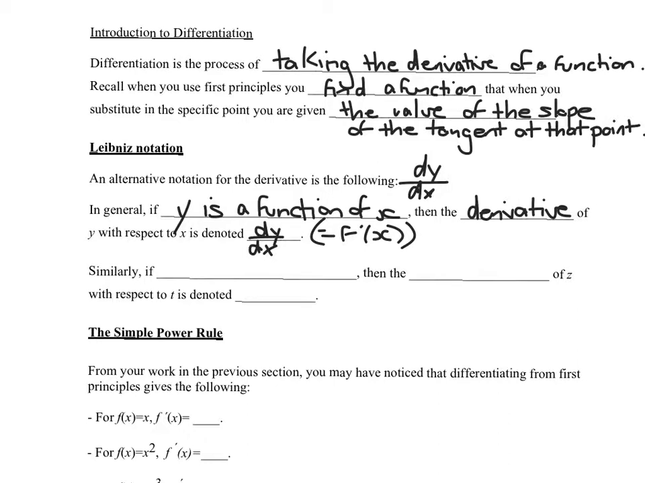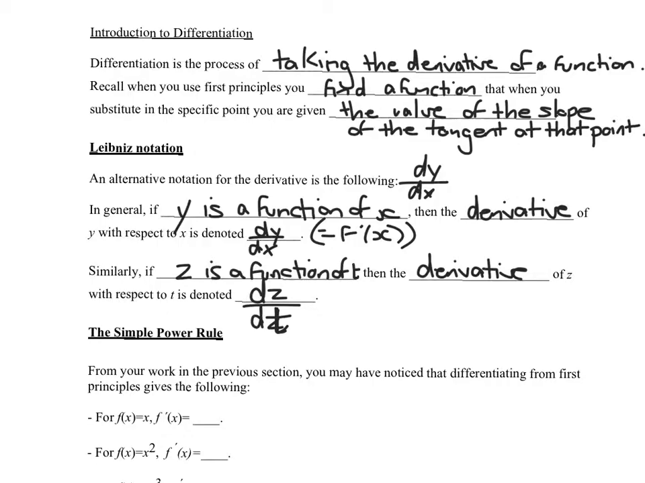Now similarly, it doesn't have to be y and x. So if z is a function of t, for example, or if q is a function of c, it doesn't really matter what we use for y and x. If z is a function of t, then the derivative of z with respect to t would be denoted as dz on dt, derivative of z with respect to t on the bottom.